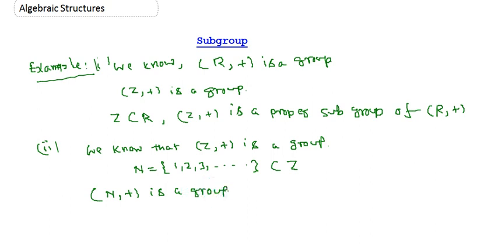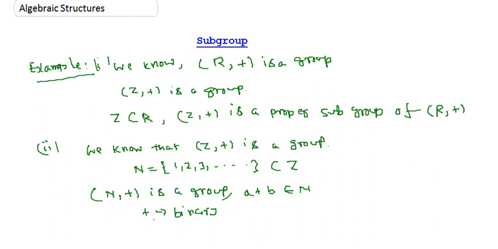Why is it not a group? If I add two natural numbers a and b, the result is also a natural number. So plus is a binary operation.